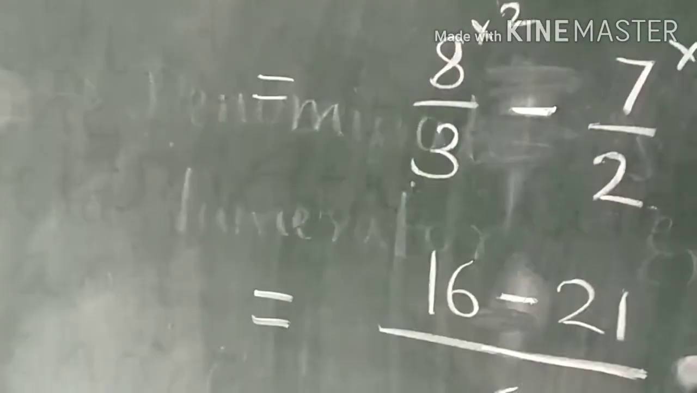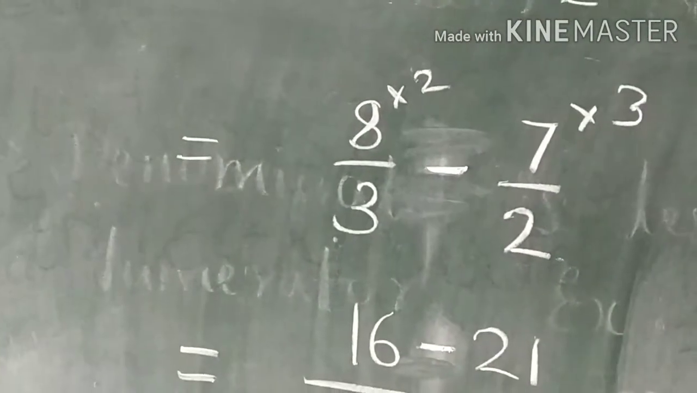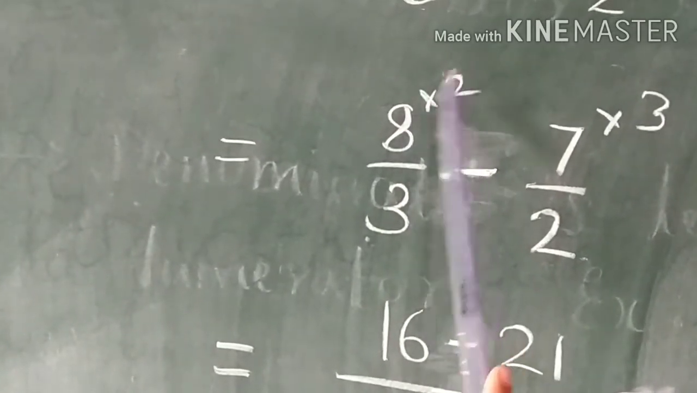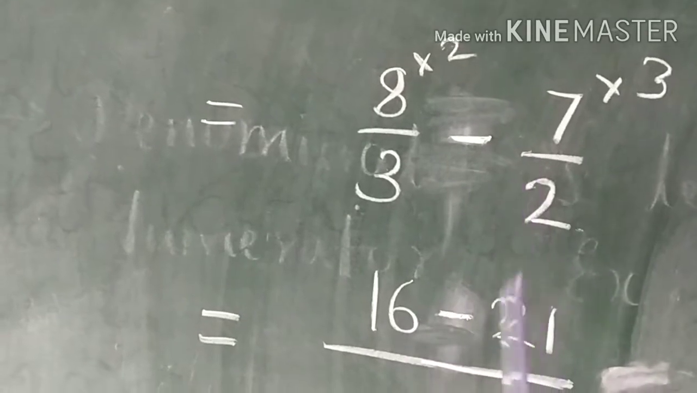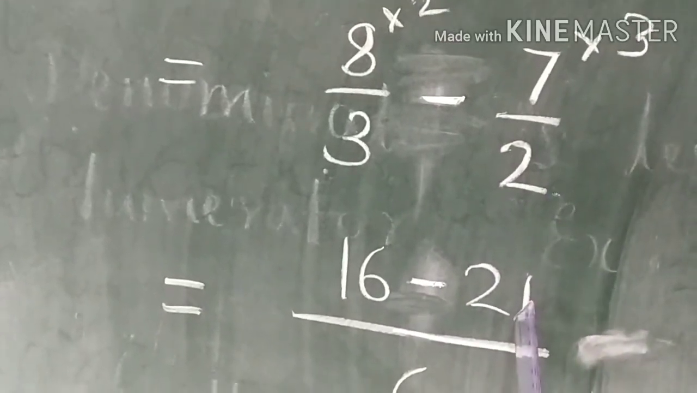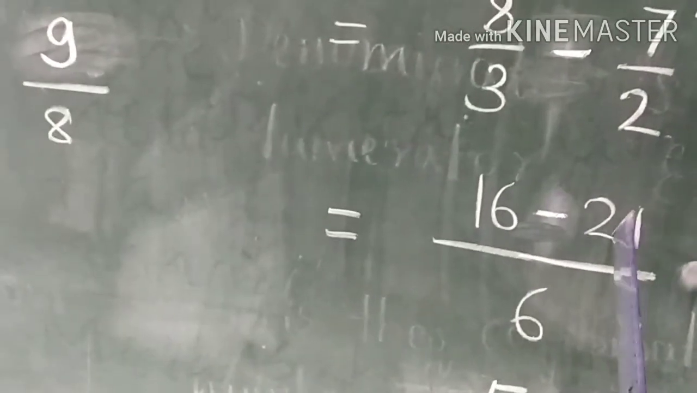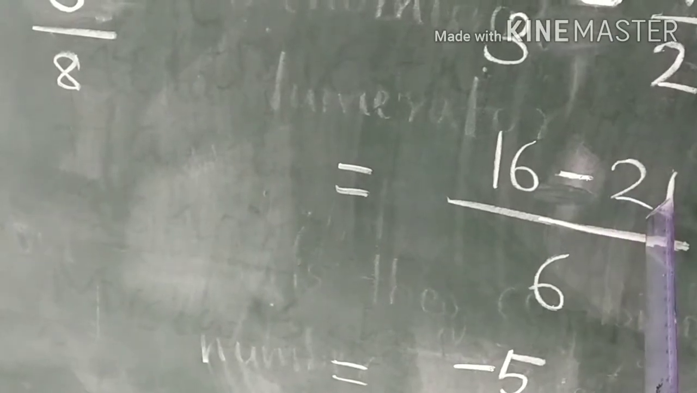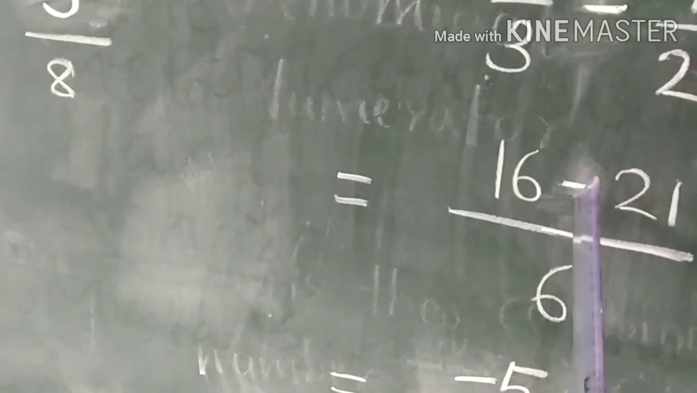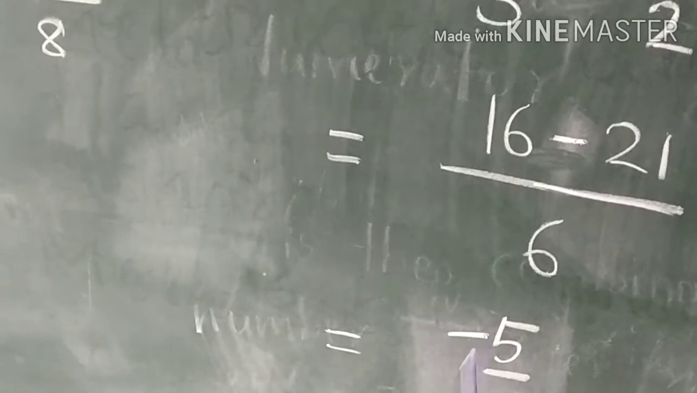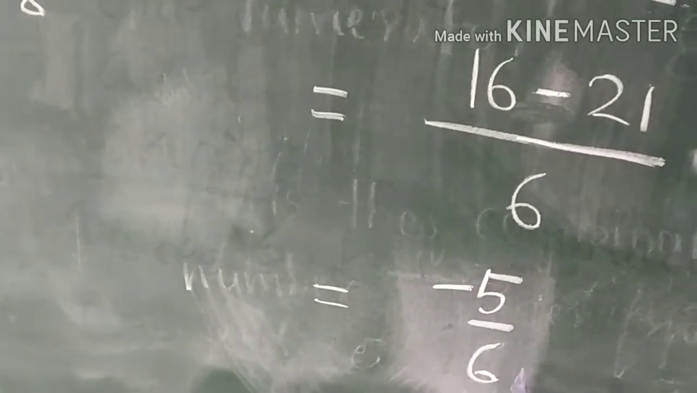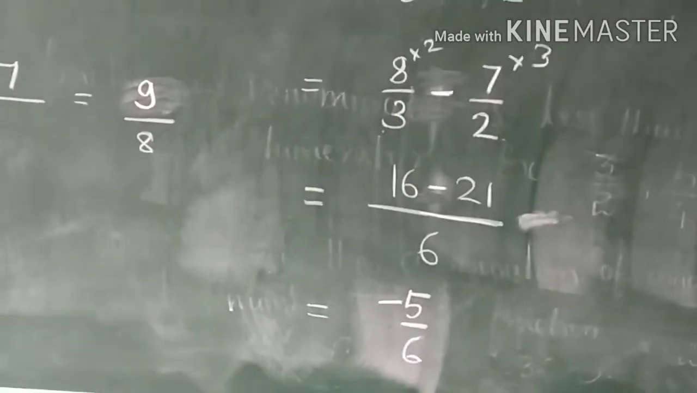3 2s are 6. 2 3s are 6. Therefore, multiplying the numerator part, 8 2s are 16 minus 7 3s are 21. 16 minus 21 is minus 5 by 6. Here, minus 21. The bigger number has the minus symbol. Therefore, the answer will come in the negative form. Minus 5 by 6.